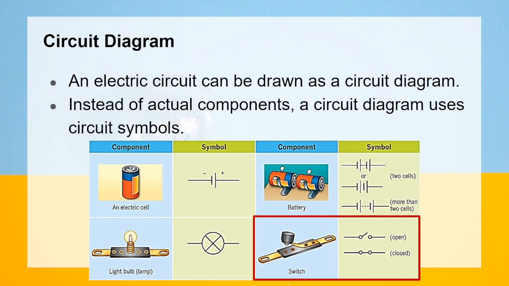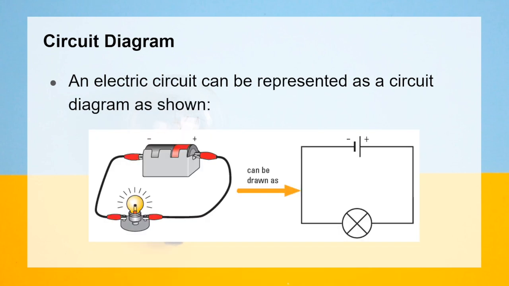A closed switch can be represented by two unshaded circles connected by a line. For an opened switch, the middle connecting line would be angled upwards so that the two unshaded circles are not connected. Do take note that the circles must not be shaded. So, an electric circuit can be represented as a simple circuit diagram as shown on the slide. It is a good habit to denote the positive and negative terminals of the battery on the circuit diagram.